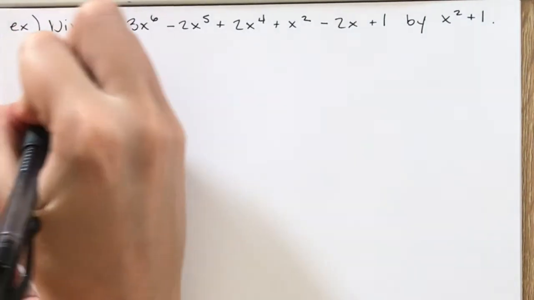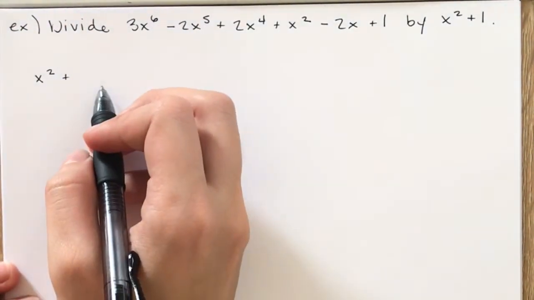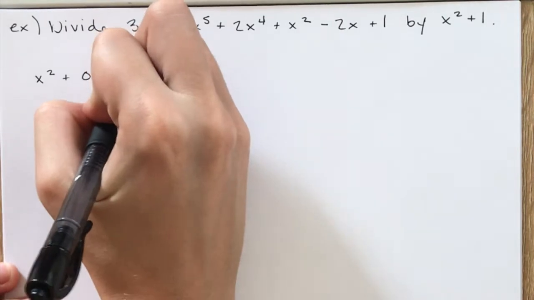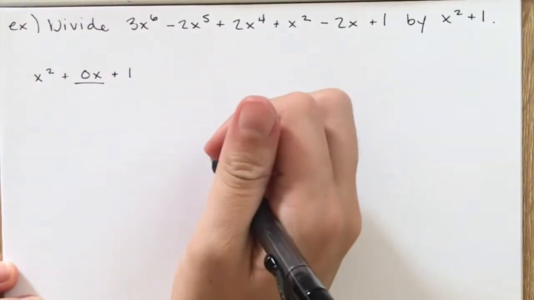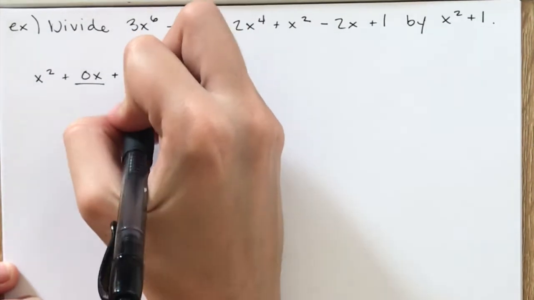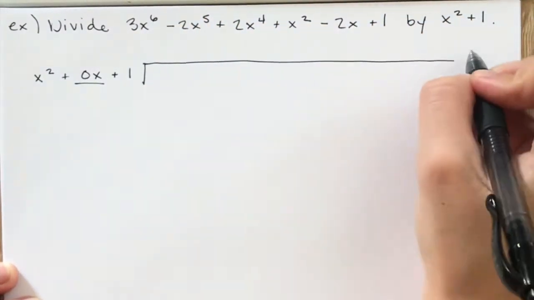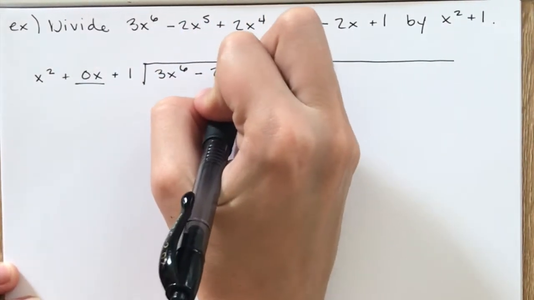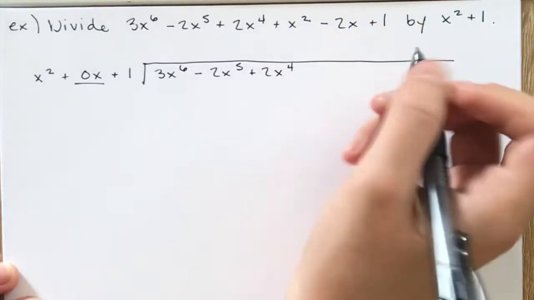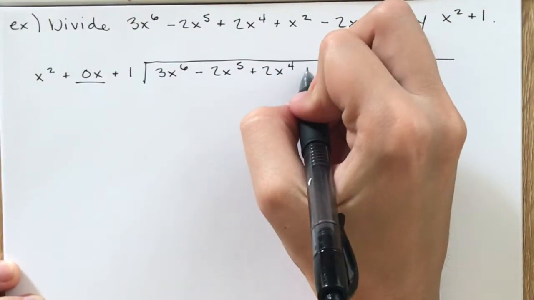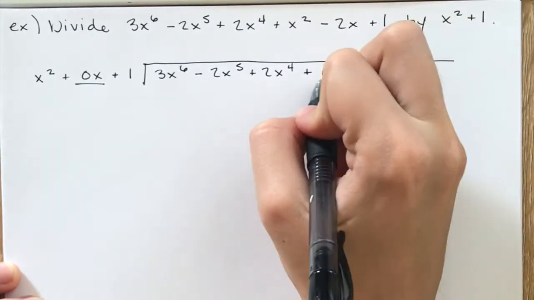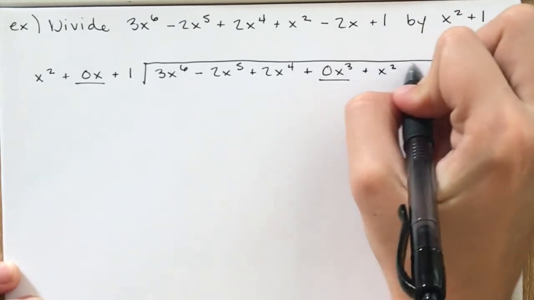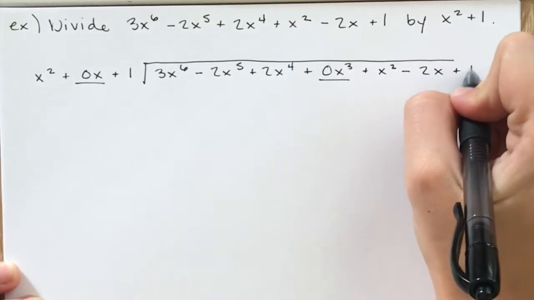So I have x squared plus, can I just write 1? I can't just write 1. We need to remember our placeholder zeros in the divisor as well. That's really important. So we have that 0x in there. And then we write out all this stuff. So we have 3x to the 6th minus 2x to the 5th plus 2x to the 4th plus 0x cubed, right? We're missing an x cubed term, so we need a placeholder, plus x squared minus 2x plus 1.